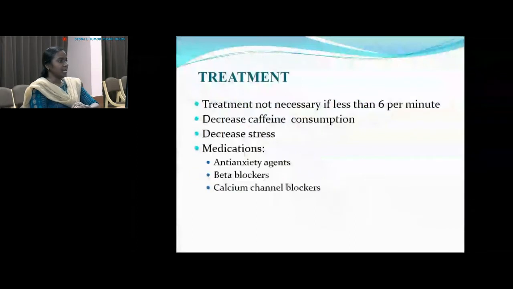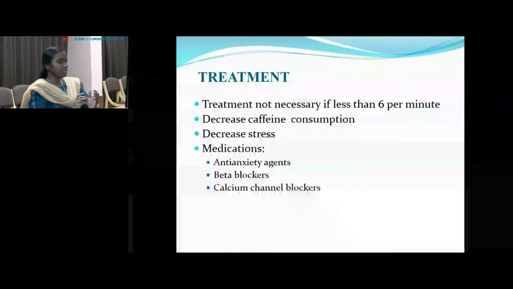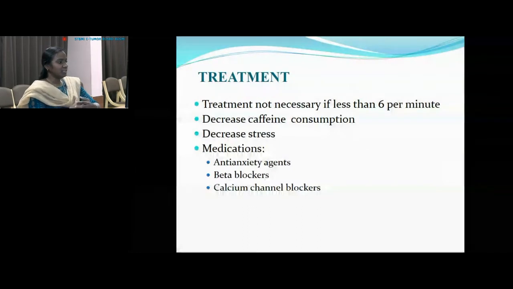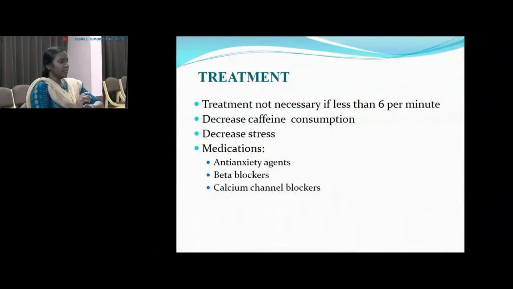And treatment: if the PAC count is less than 6 per minute, there is no specific treatment required. And if it is more than 6 per minute, if we observe that in the ECG strip, then treatment is required. Based on the etiological factor, the causes should be ruled out first. Here caffeine consumption and stress will lead to PAC, so caffeine consumption should be reduced and stress also should be reduced. And other medications like anti-anxiety agents, beta blockers, calcium channel blockers should be given to the patient.